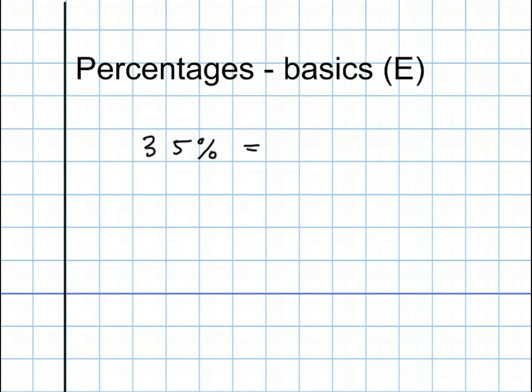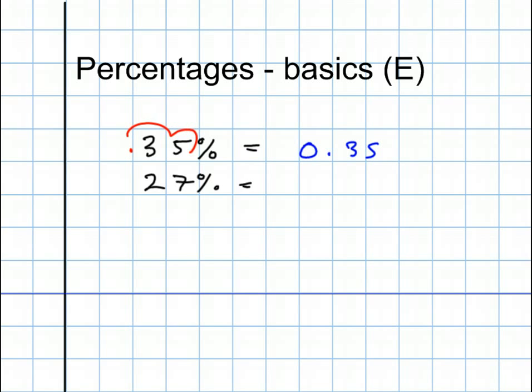And the way you do that is you move the decimal point 2 places to the left. So 35% is 0.35. And you can't begin a number with a decimal point, so you have to put a 0 in front. What about converting percentages to fractions? Sometimes we need to be able to do that.